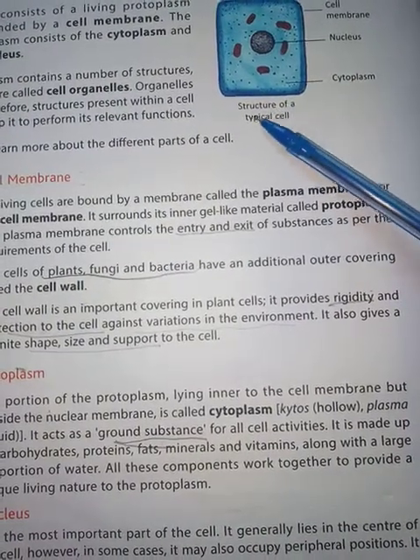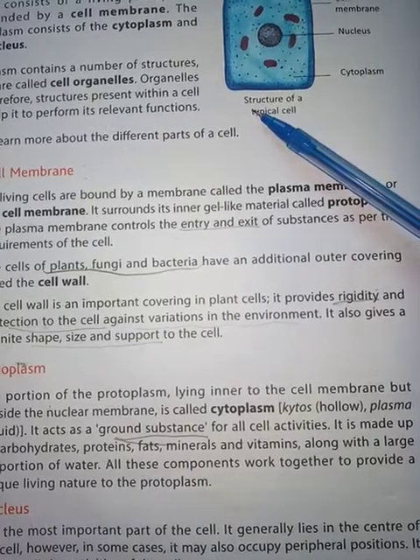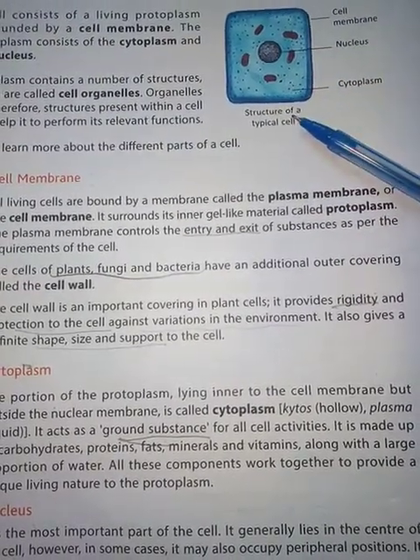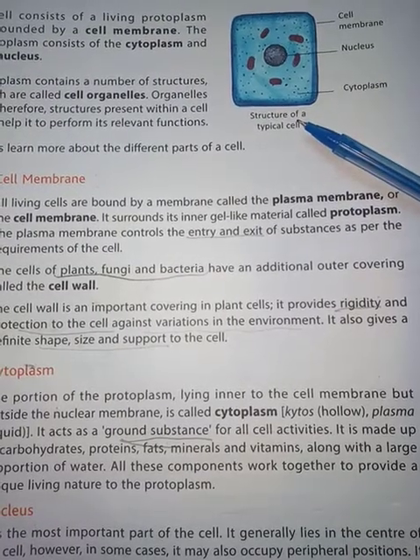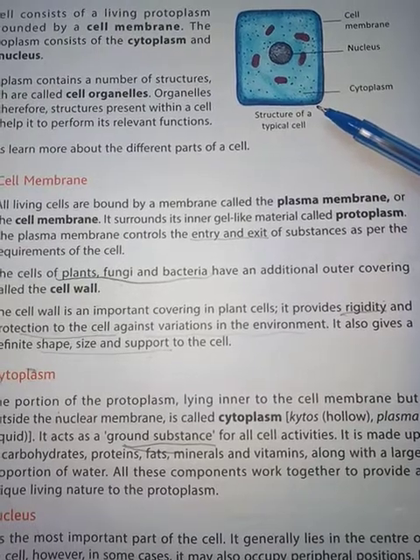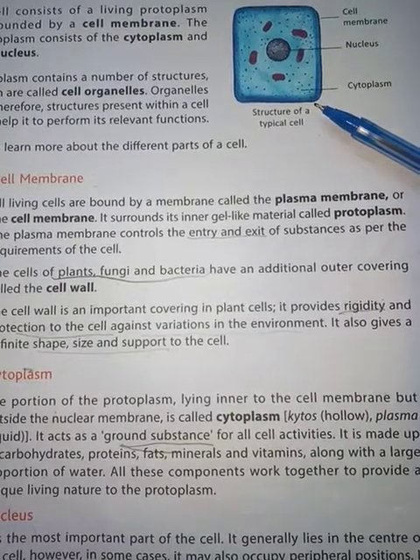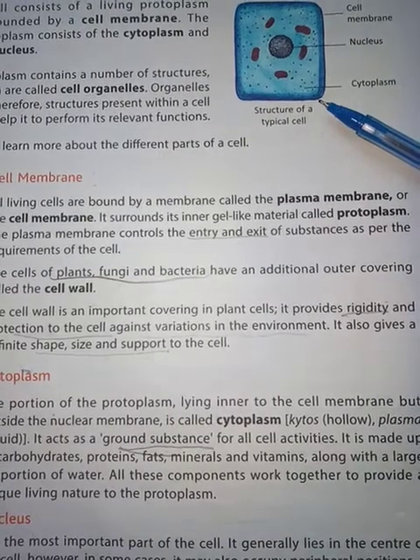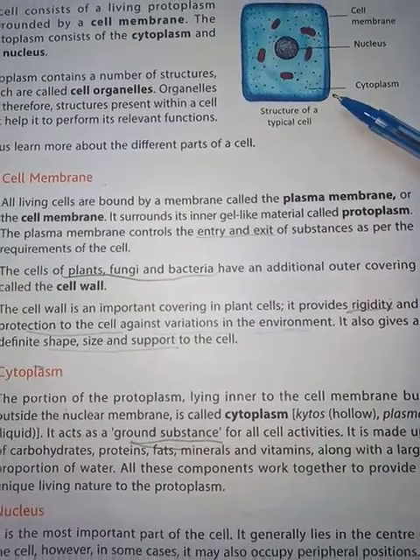Sometimes some cells like plant cells, fungi and bacteria have an additional outer covering, and that additional outer covering is known as cell wall. Cell wall helps in providing rigidity to the cell. It protects the cell against variations in the environment. It also gives definite shape, size and support to the cell.